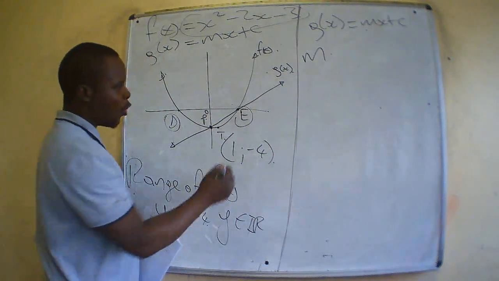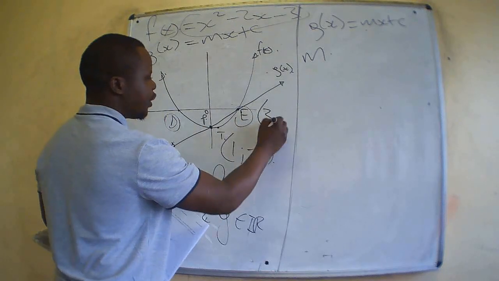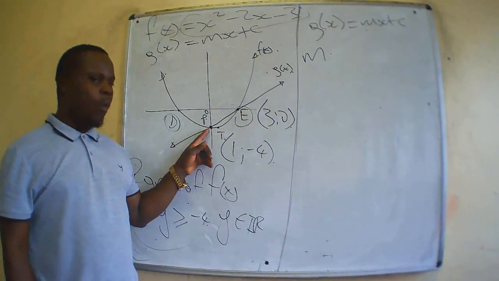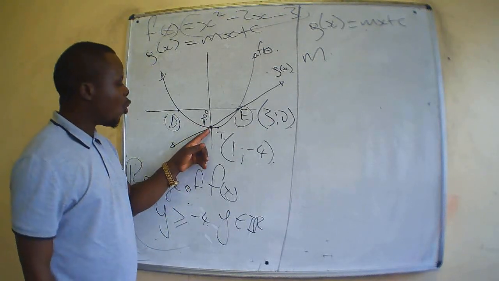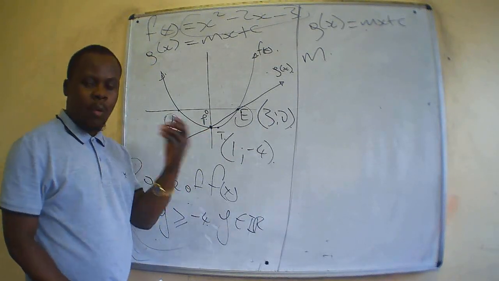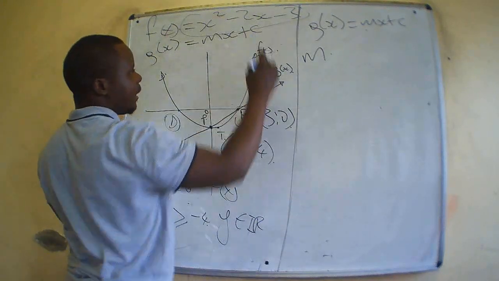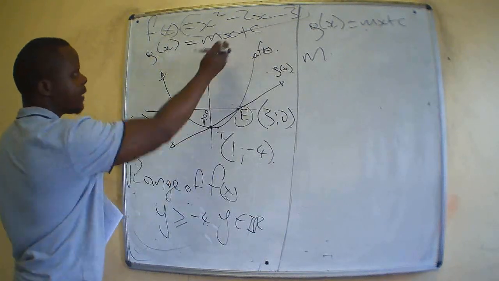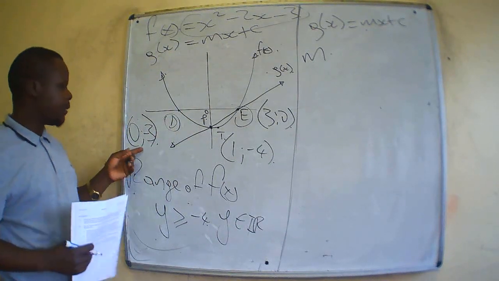So far, what do we know? We know that we have the point (3, 0). We also have this point. What does this point represent? This point represents what is called the y-intercept. The y-intercept in this case is a point where x is 0, y is -3.